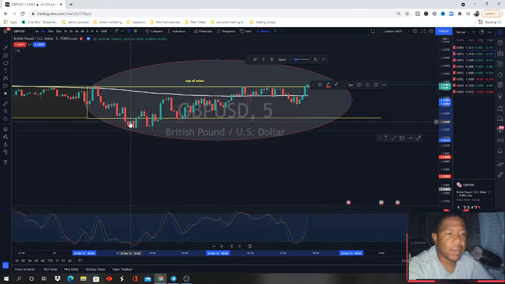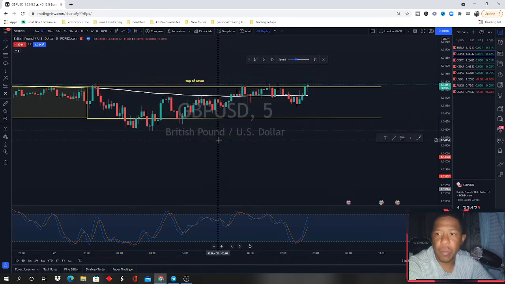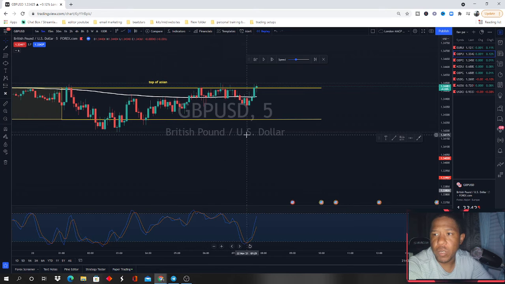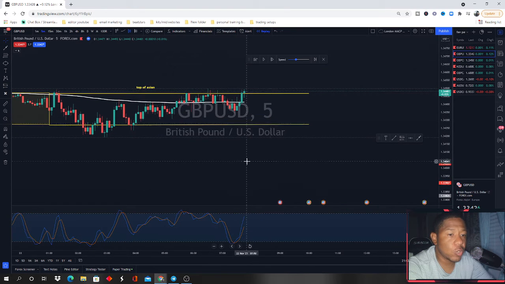We don't want to mess with that. See, all this was consolidation. All it's doing is trapping traders. What you wanted to do is break below this yellow line. That's the low price of the Asian range. And if you look at it, it kind of consolidated till the New York session.